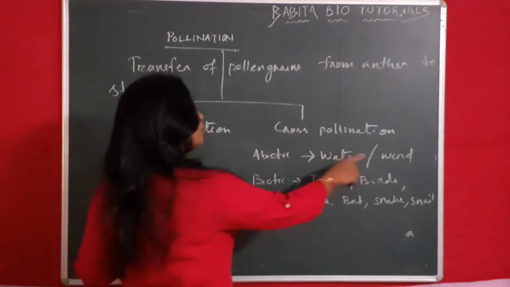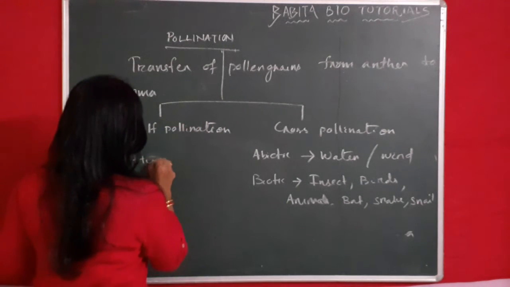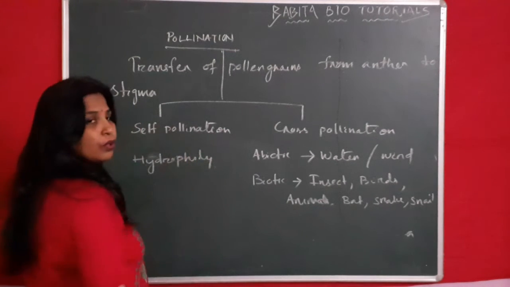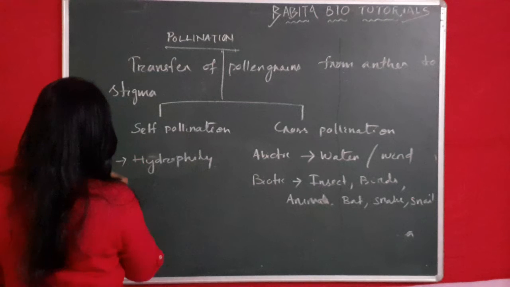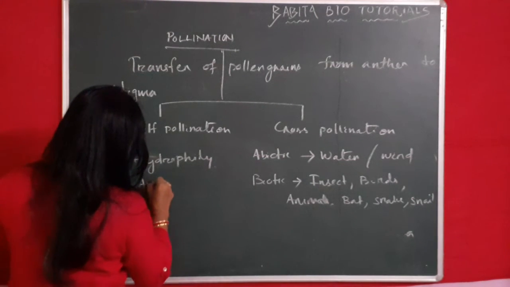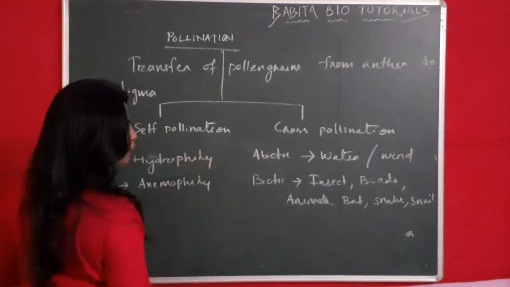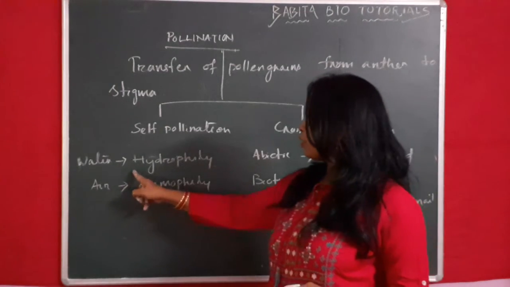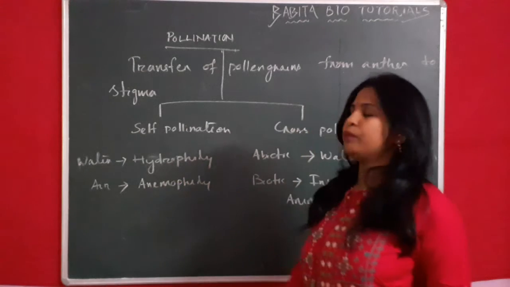When the flower is pollinated by water, that is known as hydrophily. Pollination through water is hydrophily. When pollination is through air or wind, that is known as anemophily. To summarize, pollination through water is hydrophily, and pollination through air is anemophily.